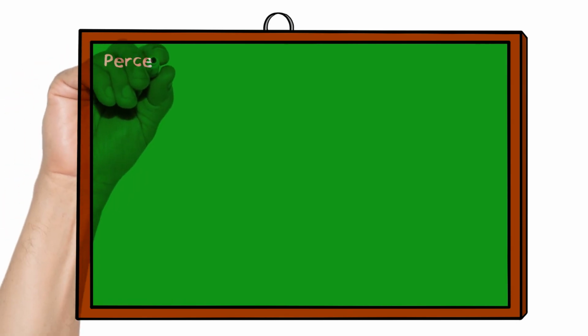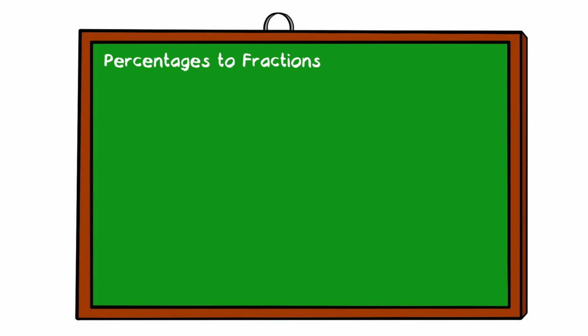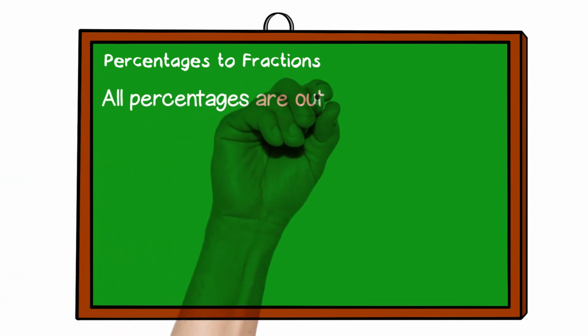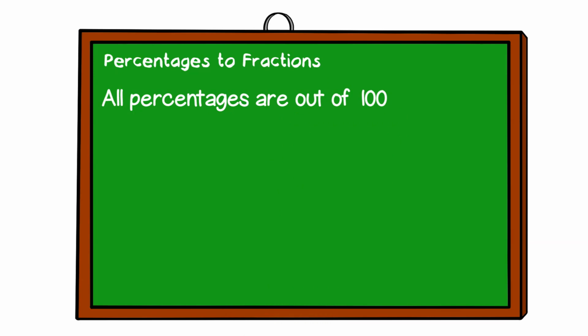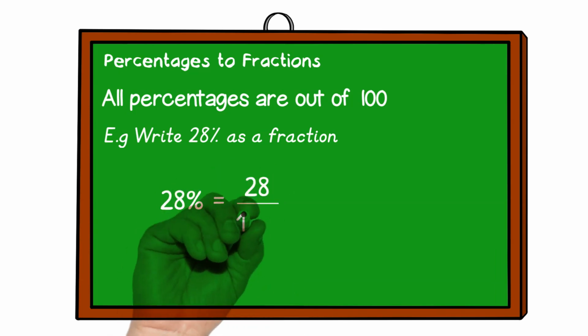Next, percentages to fractions. Now all percentages are out of 100. So 28% as a fraction, for example. If you think about it, if all percentages are out of 100, I could just write 28% as 28 out of 100. But that fraction, 28 out of 100, can be simplified.